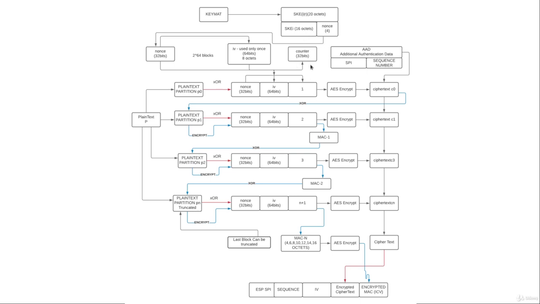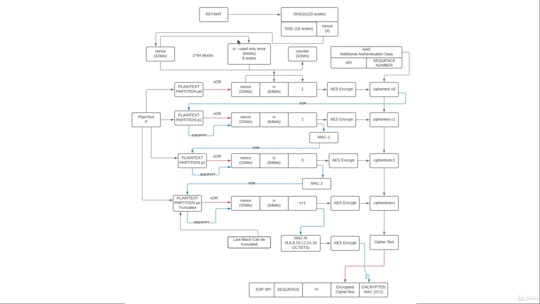In the last lecture we discussed AES counter mode. CTR mode doesn't include the integrity piece and would require an authentication protocol like SHA-1 or others. It also uses additional authentication data to ensure that integrity is maintained within a specific IPsec security association.